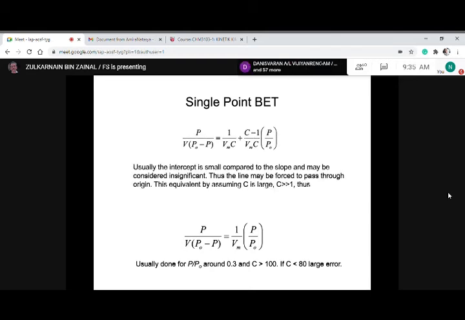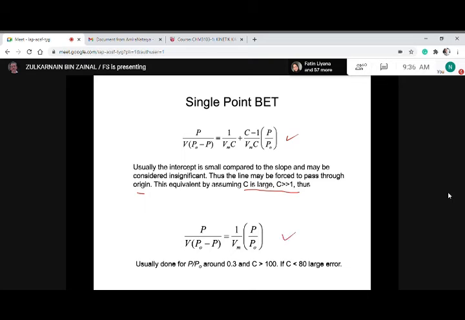So if you know the, this is the equation, right? This is the equation given earlier. Okay, but usually the intercept is small compared to the slope and may be considered insignificant. Thus, the line may be forced to pass through the origin, and this is equivalent to assuming that C is large. So if C is large, then you can also do a 1 point DIY, right, by using this equation.